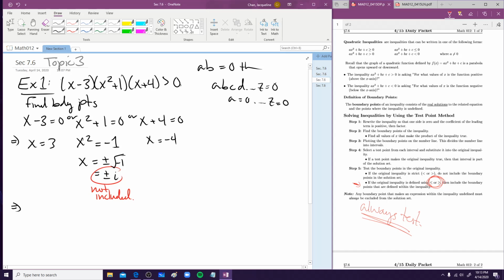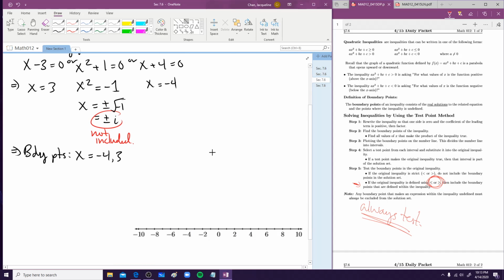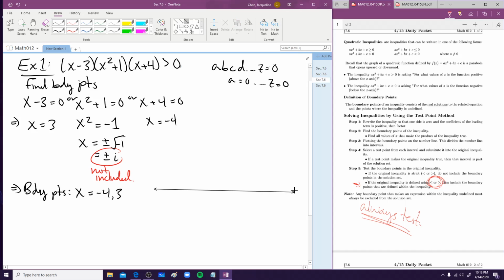So since we have stuff that is also not included, I'm going to write boundary points, and I'm going to clearly state. So our boundary points is x is equal to negative 4 and 3. This one, I also put it from smallest to greatest, so when I plot it on a number line, I don't have to think as hard. So with these boundary points, what are we going to do? We're going to draw a number line, right? And we're going to write the boundary points. So I have negative 4 and I have 3, right? And now we have 3 intervals that we want to look at. Okay, so 1, 2, and 3, right?